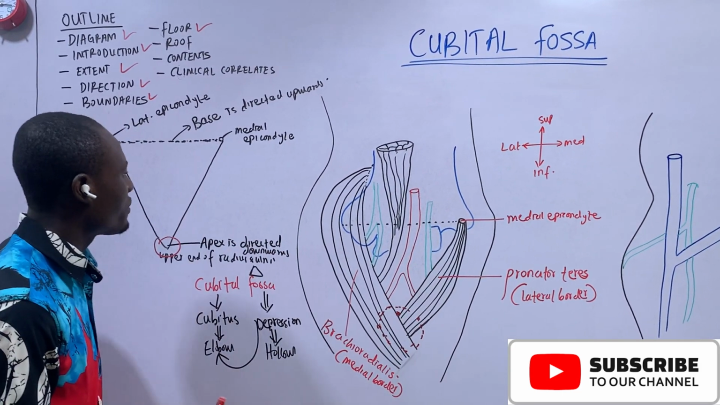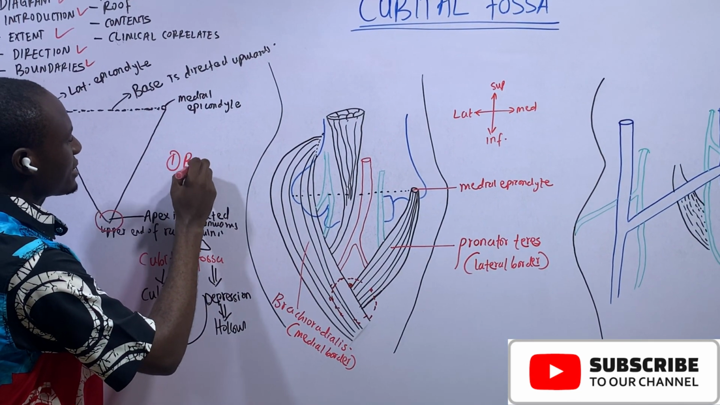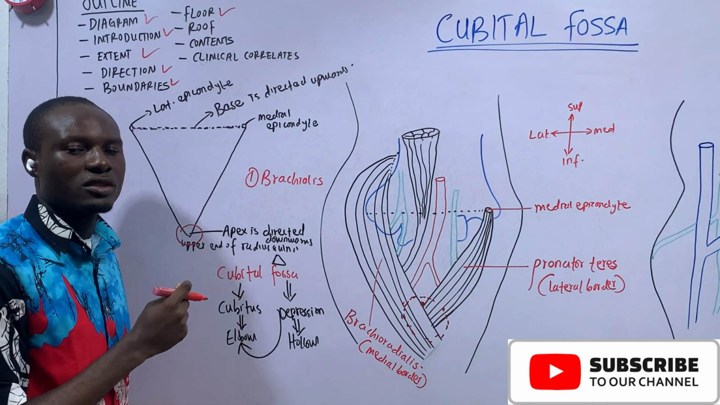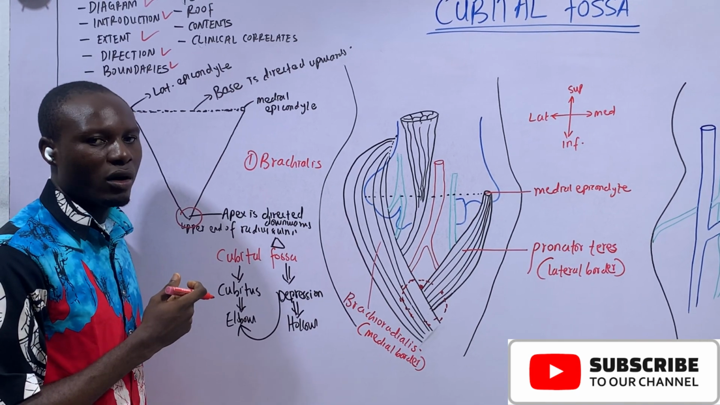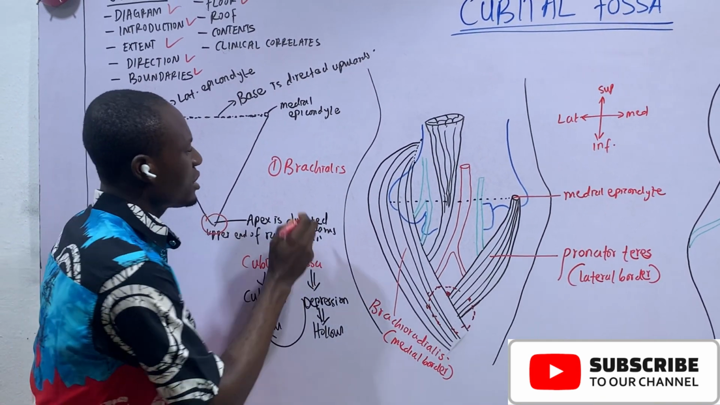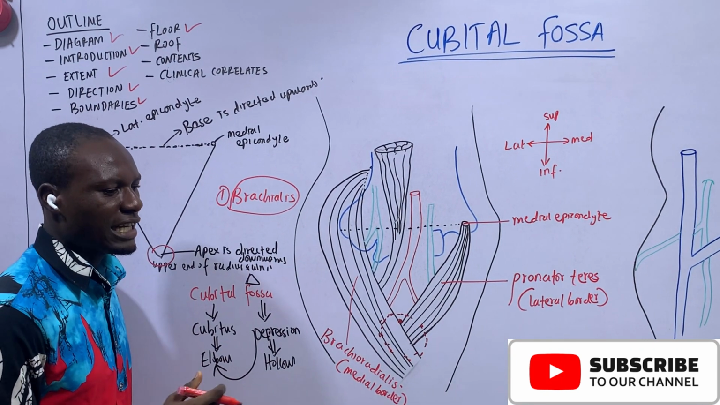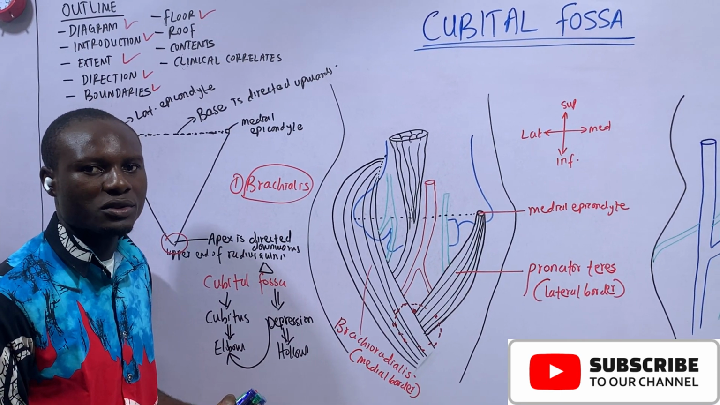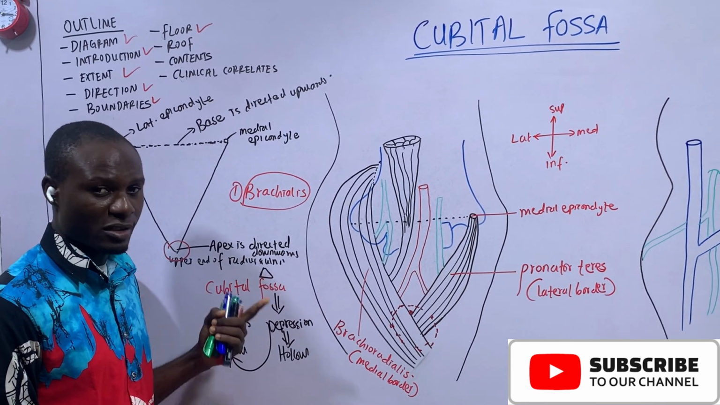So the superficial part of the floor is formed by the brachialis. The brachialis, the workhorse of the elbow joint, forms the floor of the cubital fossa at the upper part. There's something you need to know about this muscle. The brachialis is a muscle of the anterior compartment of the arm, and it has a very wide origin on the anterior aspect of the distal shaft of the humerus, and it goes down to insert at the ulnar tuberosity. That is the brachialis.